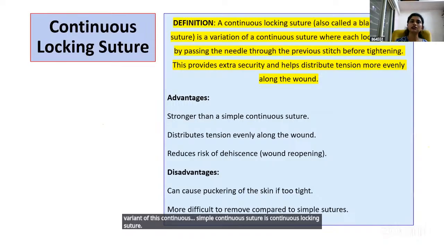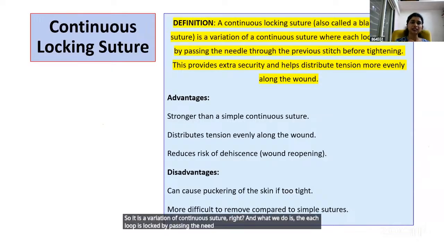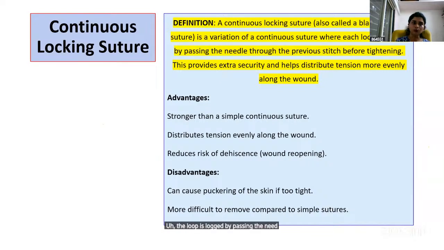So what is this continuous locking suture? It is also very commonly called a blanket stitch. Okay. So it is a variation of continuous suture, right? And what we do is that each loop is locked by passing the needle through the previous stitch. That is why it is called a locking suture, continuous locking. So it is similar to a locking suture, although the loop is locked by passing the needle through each loop, right?